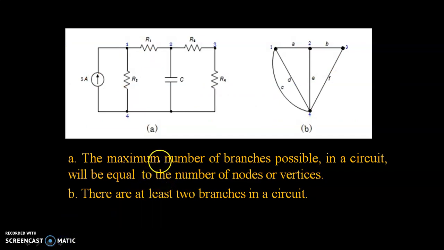See this. This is another example I have taken. The points are: the maximum number of branches possible in a circuit will be equal to the number of nodes or vertices. This is important for your objective questions, examinations. And point B, there are at least 2 branches in a circuit. Of course, there will be at least 2 branches in a circuit. We have studied this in our basic introductory network analysis class also. This one is also very important.